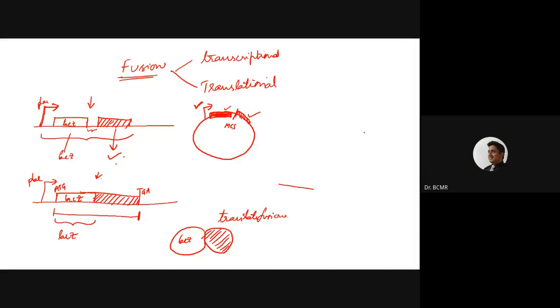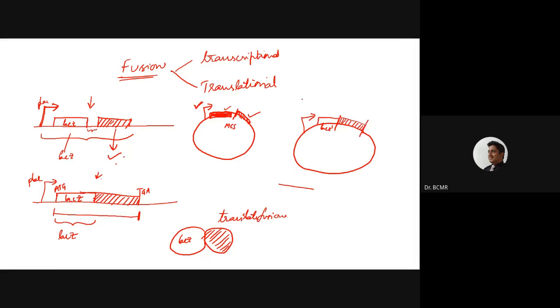So typically how it would be is you will have a vector for translational fusion, okay? And this is the promoter, and here you'd have lacZ or some other reporter it could be. And the multiple cloning site is here right after it. You would have cut it and inserted the gene of interest in frame.